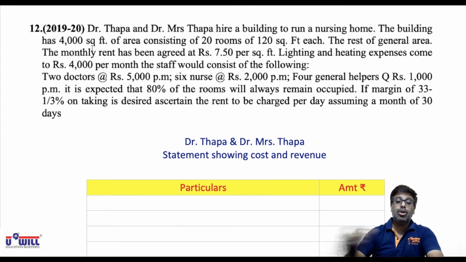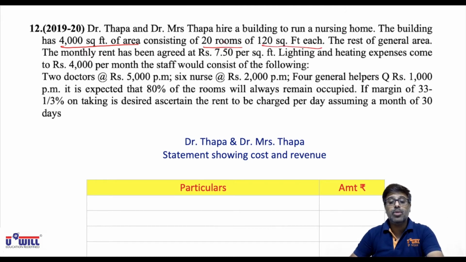Dr. Thapa and Dr. Mrs. Thapa hire a building to run a nursing home. The building has 4,000 square feet of area consisting of 20 rooms of 120 square feet each. Exactly the same as the previous question. 20 into 120 is 2,400, and the rest is general area. The monthly rent has been agreed at rupees 7.5 per square feet. So 4,000 square feet into 7.5, 30,000 would be the rent of the building.